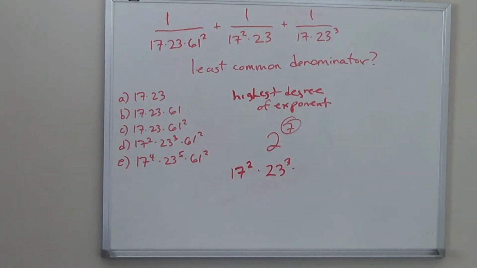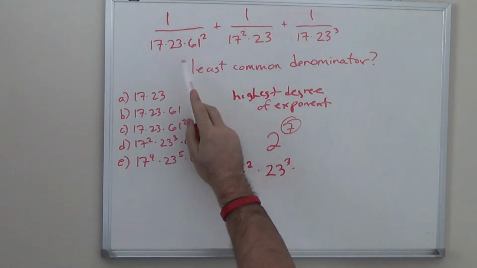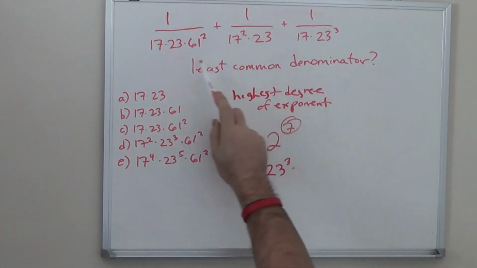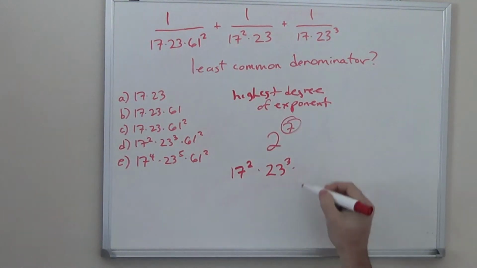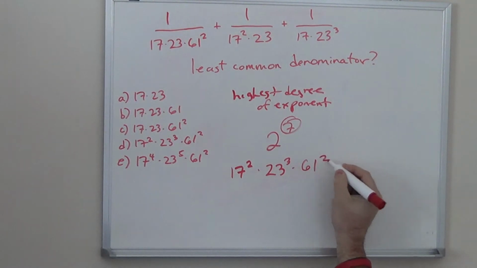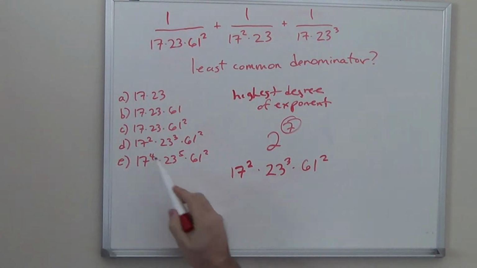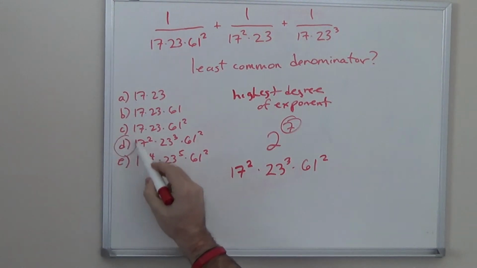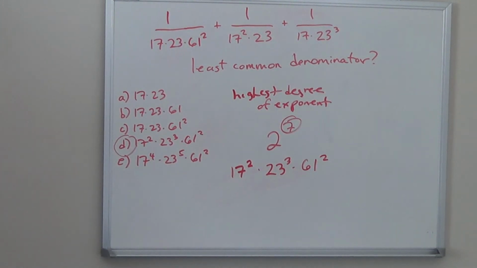And then I look at the 61. Well, there's a 61 here. There's no other 61s here. So I guess it's just got to be 61 squared. So now I look for that answer. 17 squared, 23 cubed, 61 squared. So it should be this one. And sometimes you see it like this. Sometimes you see it like this.